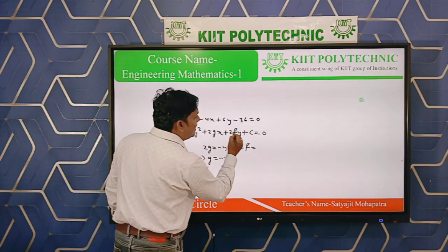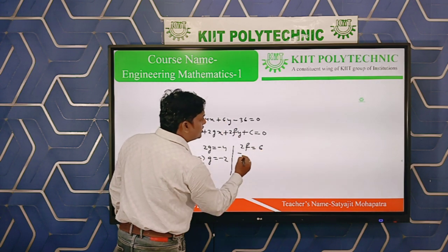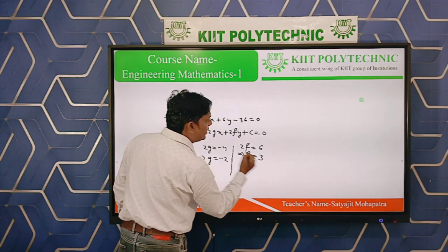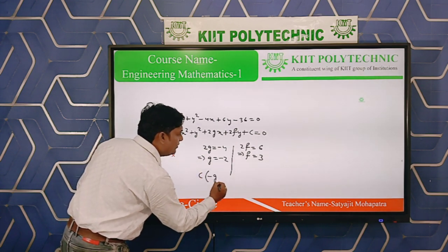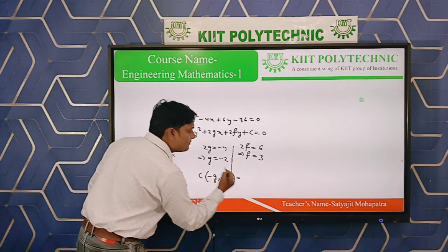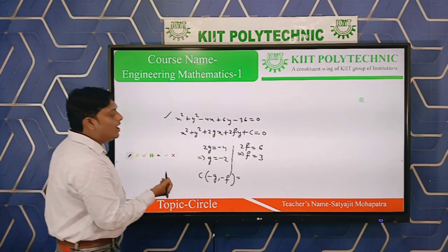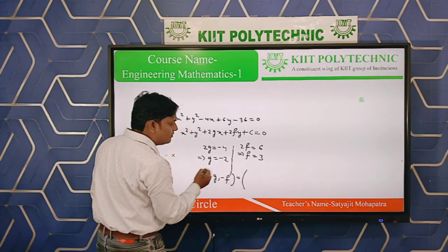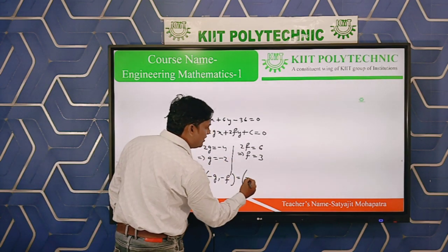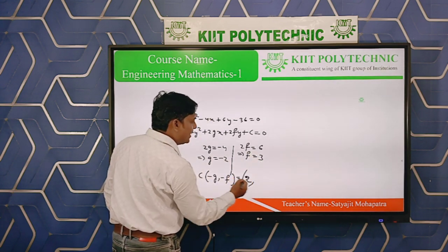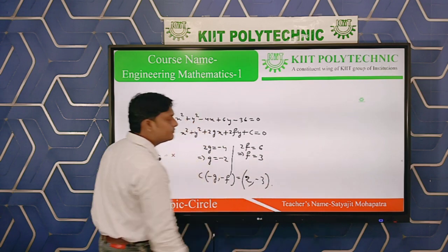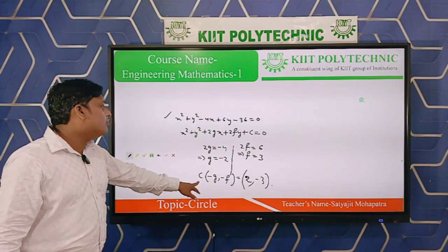If you compare y's coefficient, 2f equals 6, then f becomes 3. What is our center formula? The center formula is (minus g, minus f). So all of you see, one can easily get g as minus 2. What is minus g? 2. And f is 3, so minus f will be minus 3. This is the center we got.